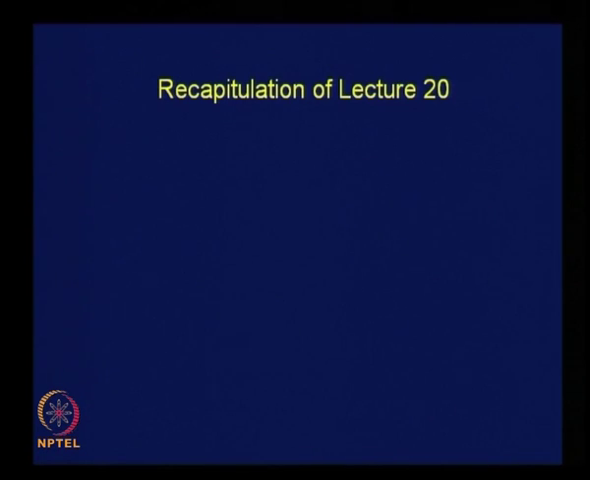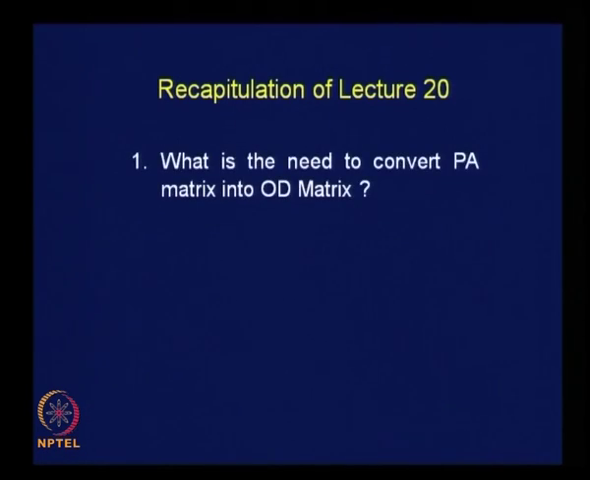The first question is this: what is the need to convert PA matrix into OD matrix? Any response? Why should we convert PA matrix into OD matrix? Trip assignment, which is the next step, the fourth step of the modeling process, is yes, trip assignment. In that we need only OD matrix. PA matrix won't be helpful.